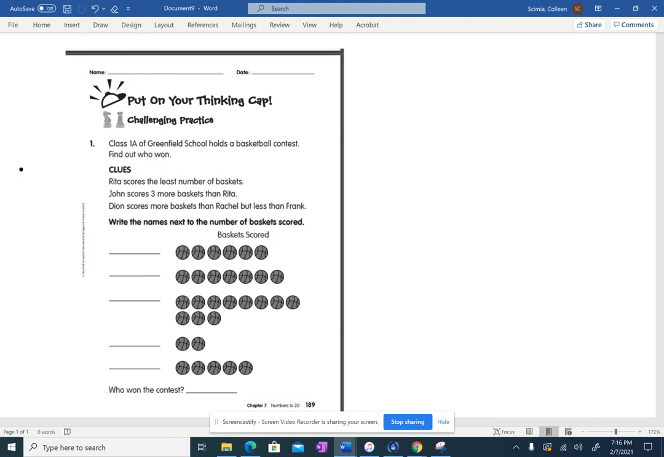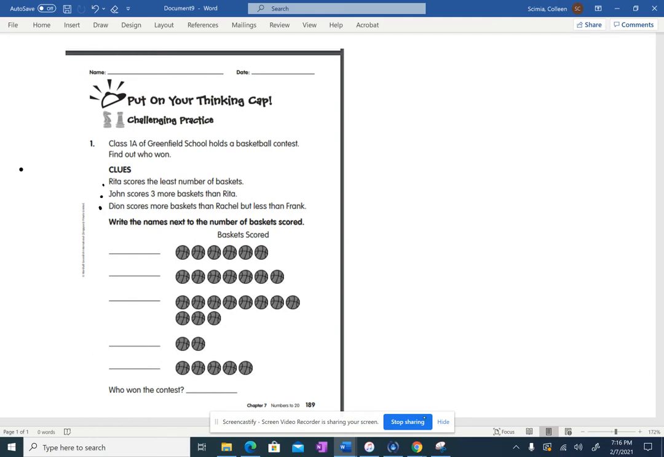Class 1A of Greenfield School holds a basketball contest. Find out who won. Rita scores the least number of baskets. John scores 3 more baskets than Rita. Dion scores more baskets than Rachel, but less than Frank. So let's figure out who scored all these baskets.